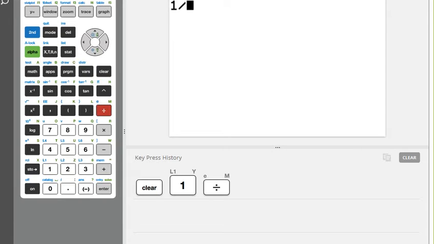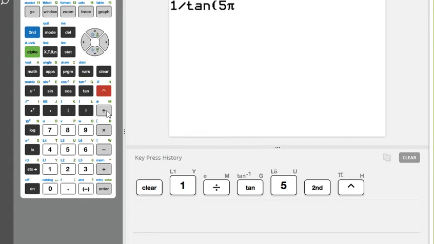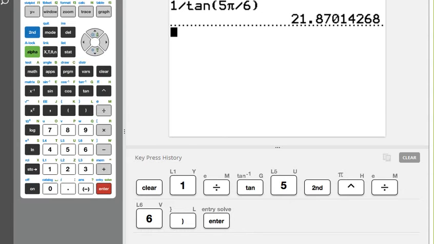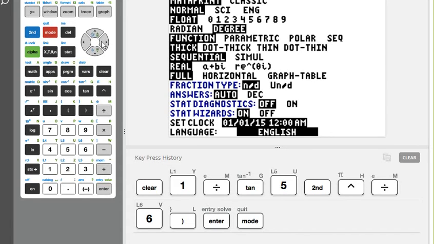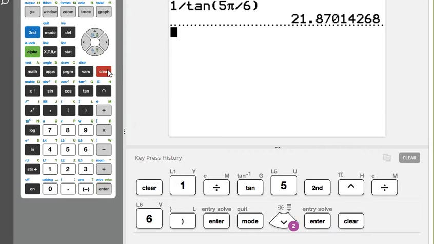I'm in degree mode. If I did 1 over the tangent of 5 pi over 6 right now, I'm not going to get the right answer because I'm in degree mode. If I change that to radians, then I should be able to get the right answer. Right now, that doesn't look to me to be the square root of 3. Let's change the mode back to radians. So cursor down, put your cursor over radians, press enter. And then I can exit out of here.